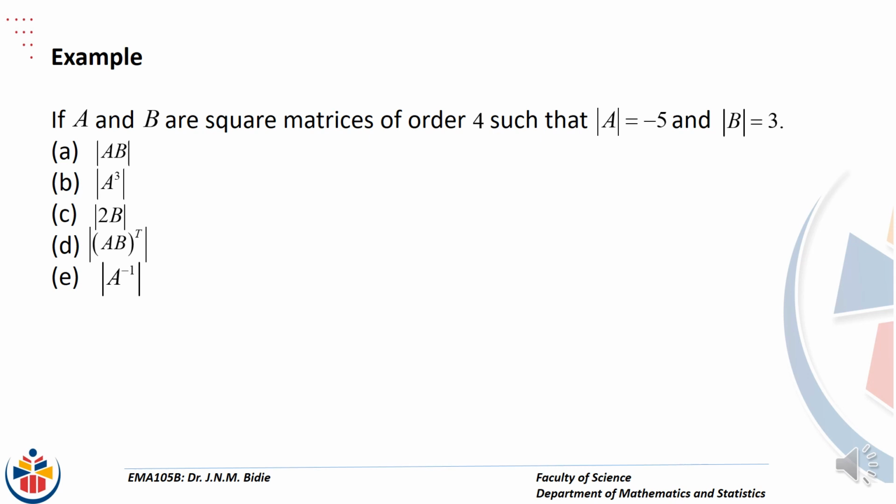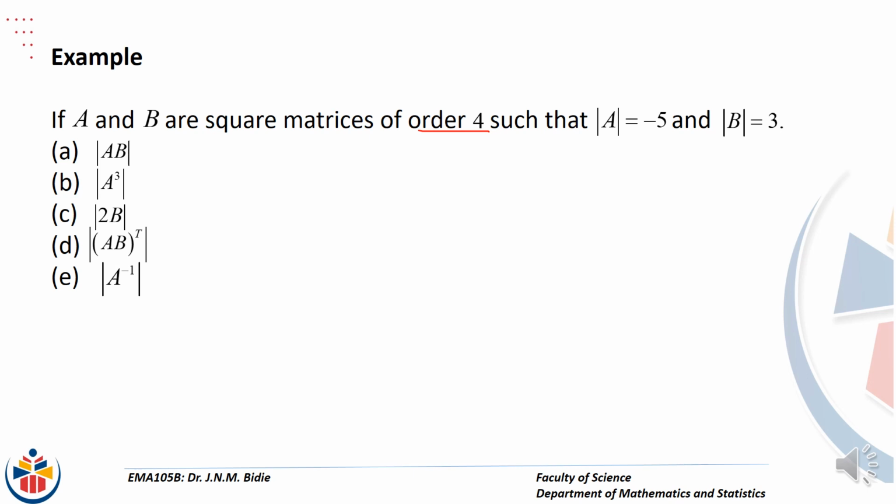In the example that we have here, we have A and B square matrices. Note the order has been given. Both of them are 4 by 4 matrices, and the determinant of A is given to be -5 and the determinant of B equal to 3. We're asked to find the determinant of AB. First things first, you need to write down the property that we're using. It means that it's the determinant of A times the determinant of B, and then substitute. So I believe we'll get -15.